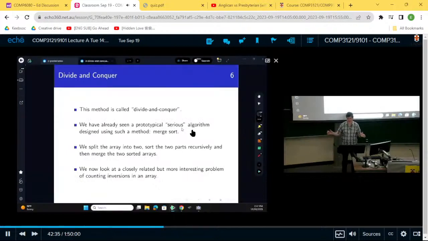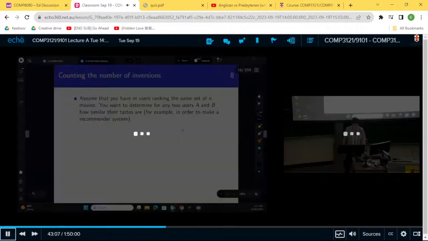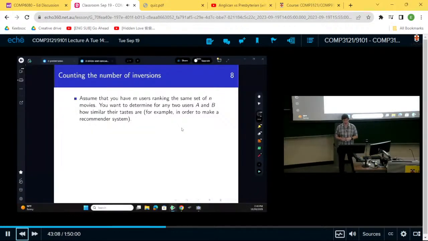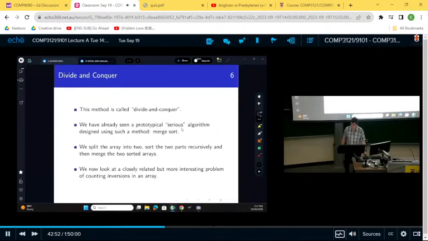Halves, and then combine them. And sorting the 2 halves is done recursively. Right? So these recursive steps are kind of a feature of our divide and conquer algorithms. We'll now look at counting inversions in an array.